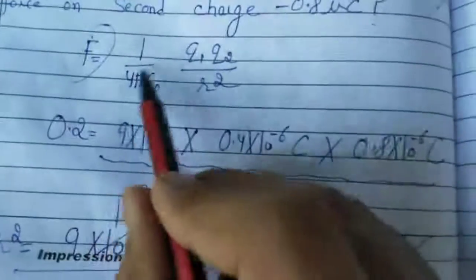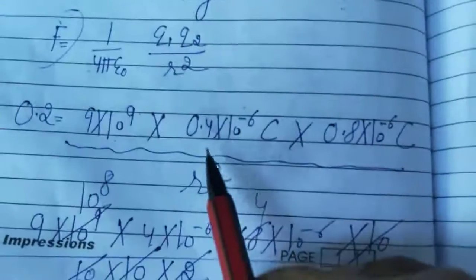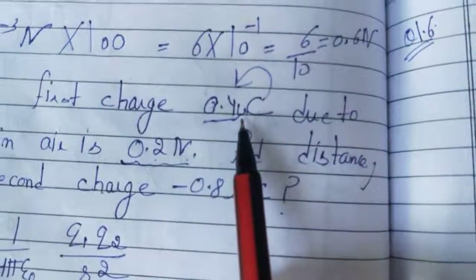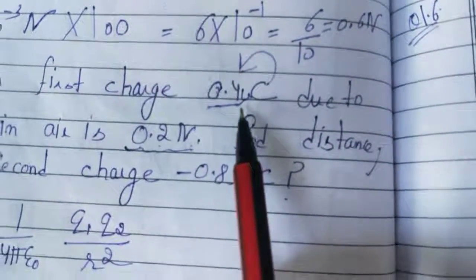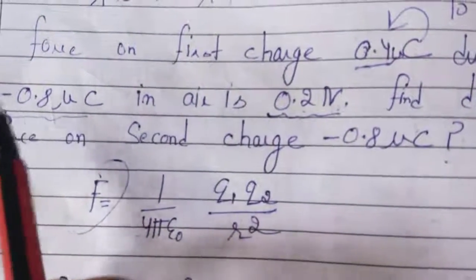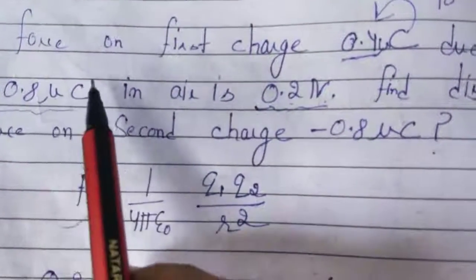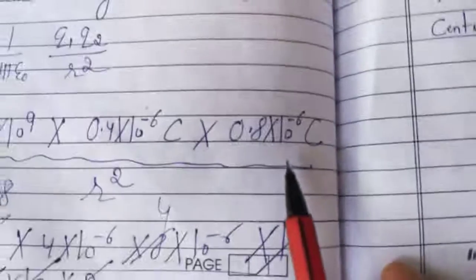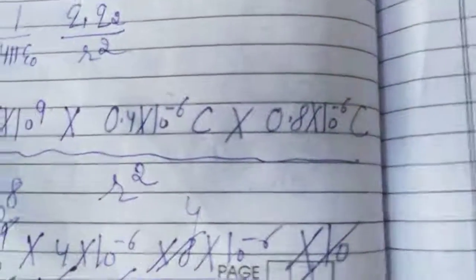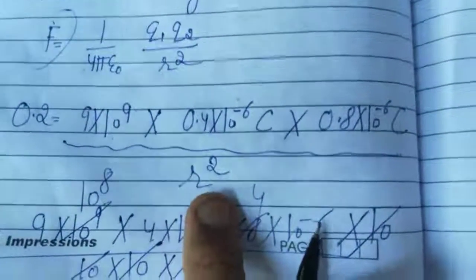You can put the value of force as it is already given to you. 1 upon 4 pi epsilon naught, you know, is 9 into 10 to the power 9. Q1 value you know, 0.4 into 10 to the power minus 6 coulomb. 0.4 into micro means 10 to the power minus 6. And what is the value of the other charge? You will take only the magnitude, so you will not consider the minus sign in the formula. You will only put 0.8 into 10 to the power minus 6 coulomb. And we don't know the distance between the two charges, so it will be left as such.